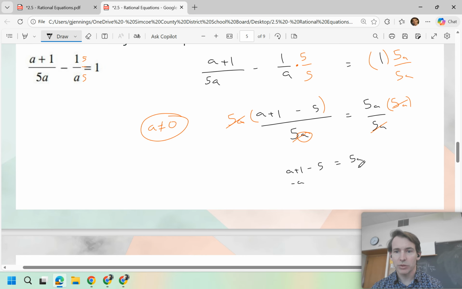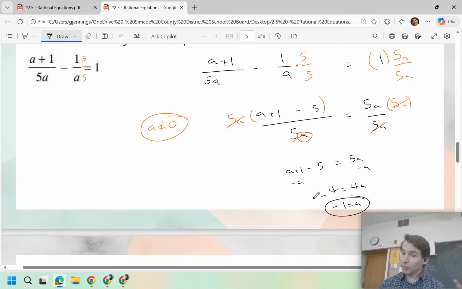Subtract a from both sides and that gives you minus 4 equals 4a. Then dividing both sides by 4 gives you minus 1 equals a. There's your solution. What do you suppose you do next? Substituting it into the original equation is a great choice.